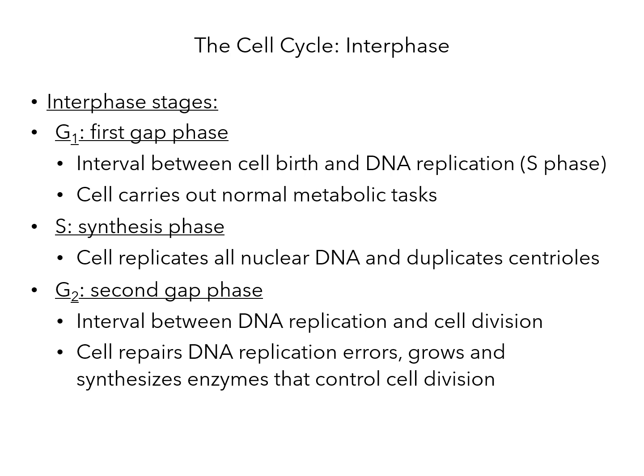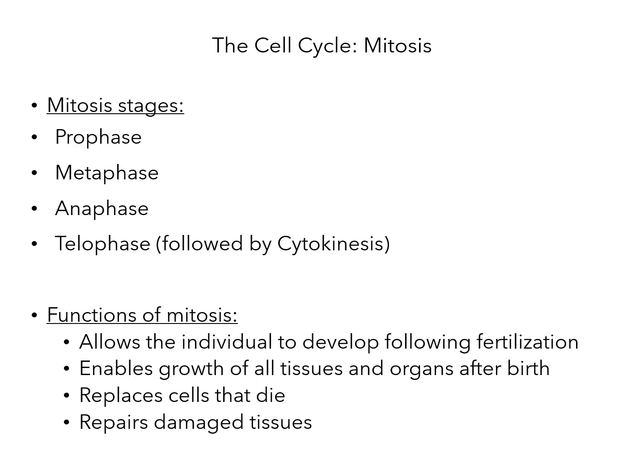G2 is the third part, and you can consider this as the second growth phase, and further cell growth happens, and the cell is getting ready for division. During this phase, all the DNA replication errors are corrected so that they are not passed on to the daughter cells. Once a cell is ready to divide, it enters into the next phase, which is the mitotic phase.